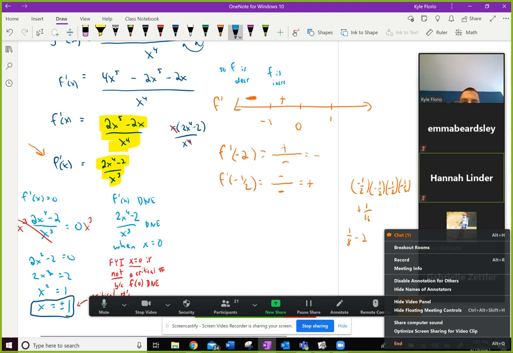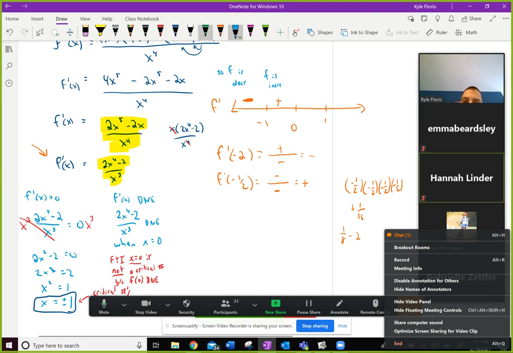Okay. We got to do the same thing from 0 to 1. Let's pick a number between 0 and 1. 1/2 is the one that I'm going to choose. If I plug 1/2 into the denominator, you guys tell me, is the denominator going to be positive or negative? I'm plugging 1/2 into the derivative. Positive. Awesome. And if I plug 1/2 into the numerator, I'm going to run into this situation again and get a negative number. So a negative divided by a positive is a negative. So the derivative is negative from 0 to 1. And that means the function is decreasing.